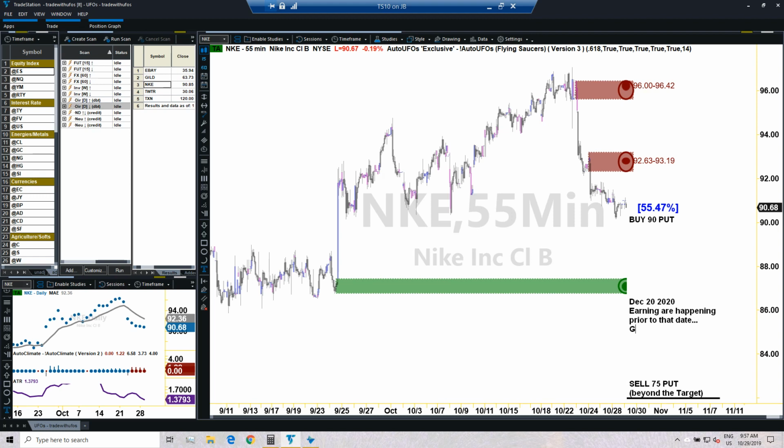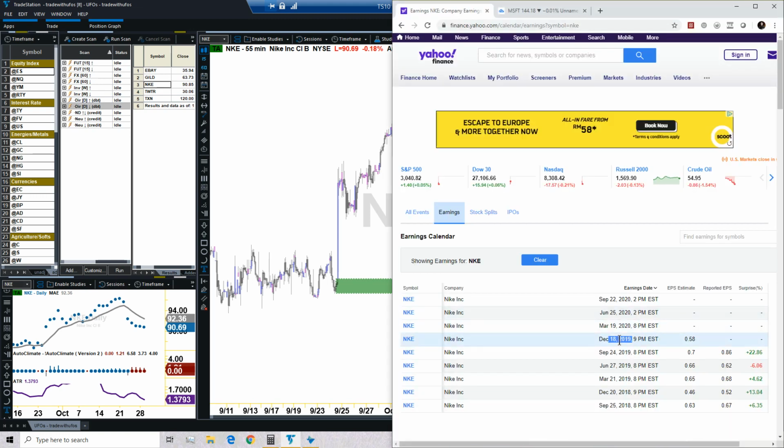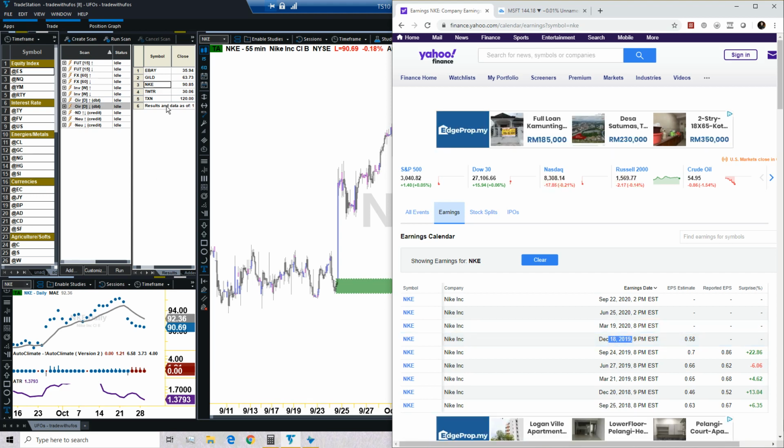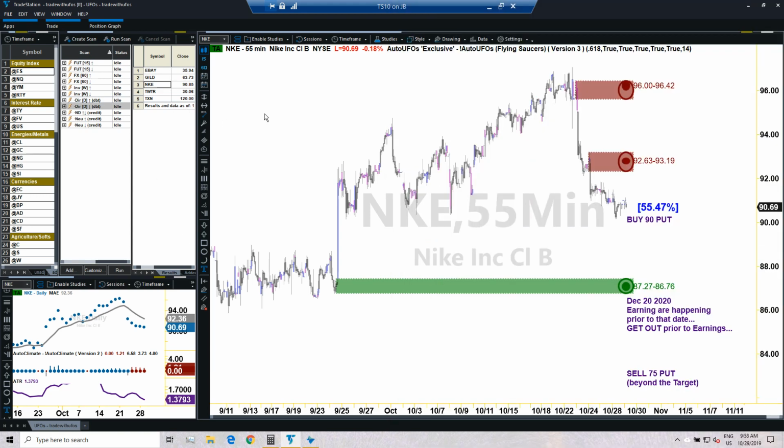So make sure you get out prior to earnings. And by the way, the reason why I don't write the date is because those dates change. Right now, the date for earnings is December 18. It may end up being December 16. So you'll have to watch it so you don't get a bad surprise with the earnings creating a large gap moving against your trade. So make sure you keep that in mind. Anyway, this is the trade.